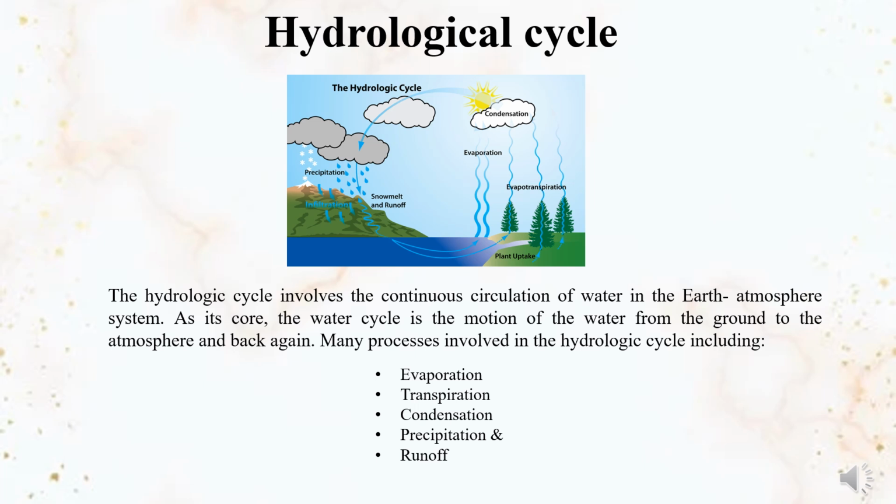So the evaporation is the change of state in a substance from a liquid to a gas. For evaporation to take place, energy is required. The energy can come from any source, like the sun, the atmosphere, the earth, or objects on the earth, such as humans.